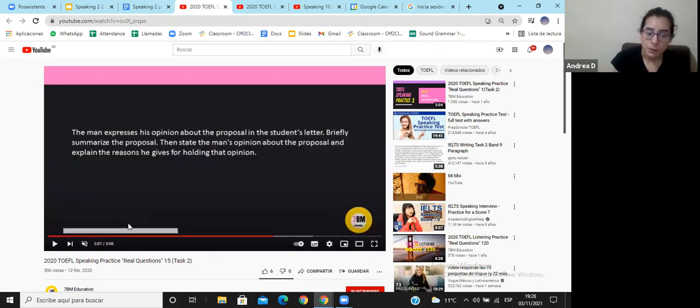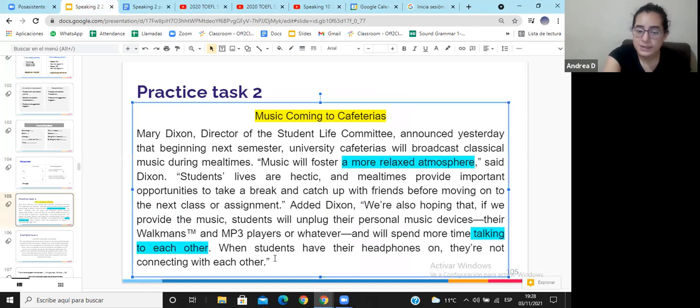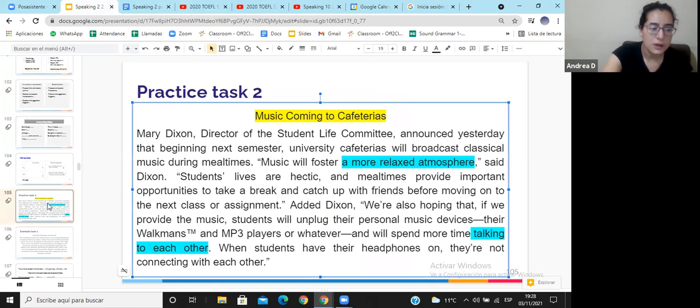Briefly summarize the proposal, then state the man's opinion and explain the reasons he gives. Okay, so you have that part of briefly summarize the proposal. And even though they don't have that anymore, that's still what you need to do, okay? Because if you don't summarize the reading, and if you start right off with the student, it's gonna lose its sense, you know, it's not gonna make that much sense. It's gonna be a bit out of context. You're not gonna give that background information or context that is actually necessary.